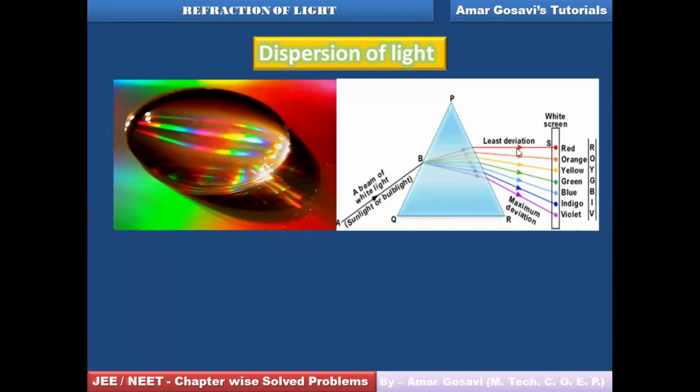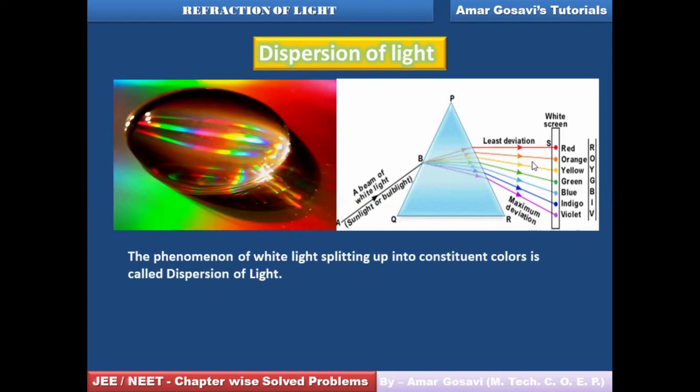Now, if you observe the rays over here, for the red color the deviation is the least. So the angle of deviation delta will be very less. Comparatively, for violet color it will be maximum. And so you can create a sequence from violet to red: the deviation decreases. So again, I define the phenomenon of dispersion of light as the white light splitting up into its constituent colors.